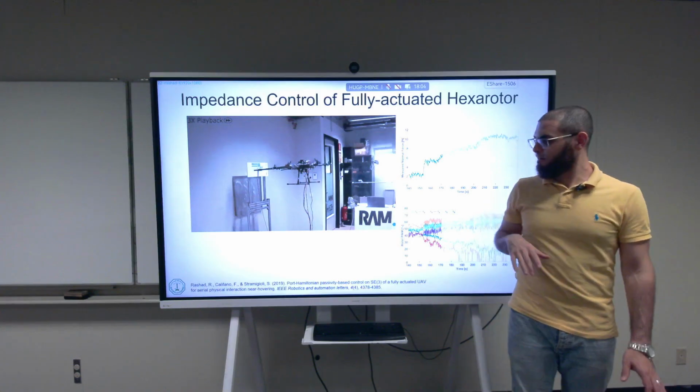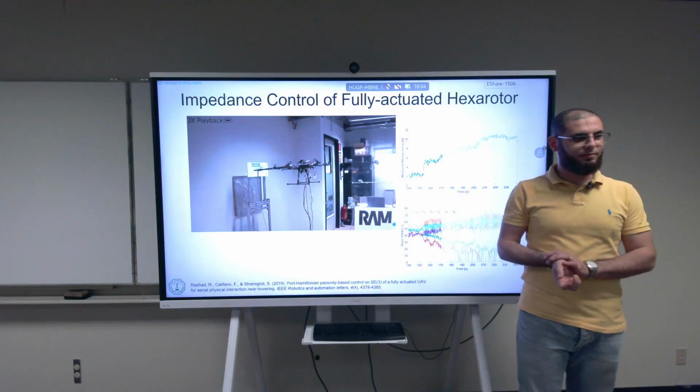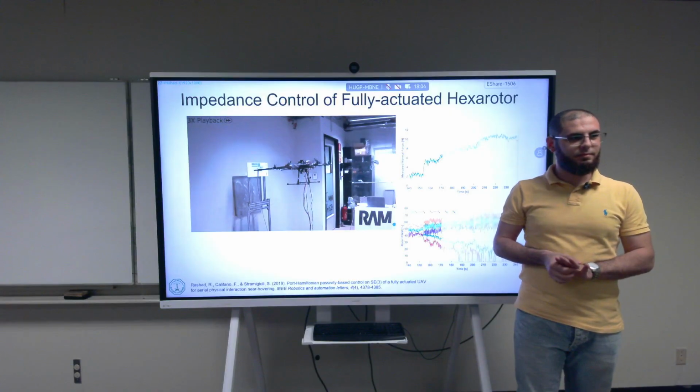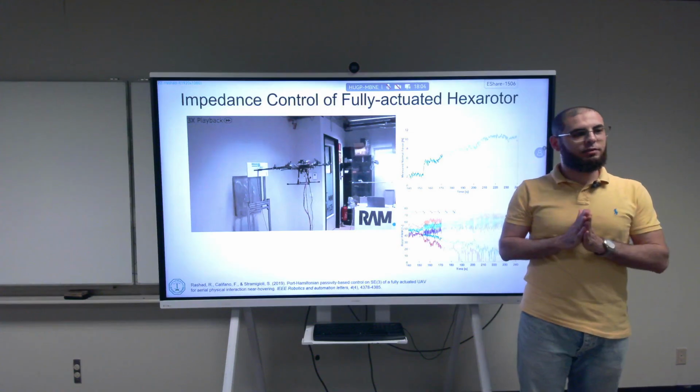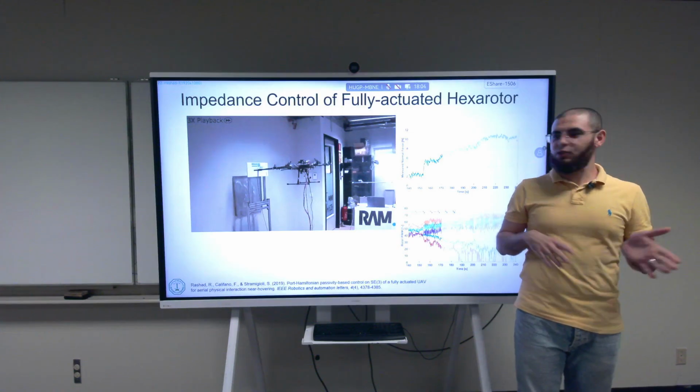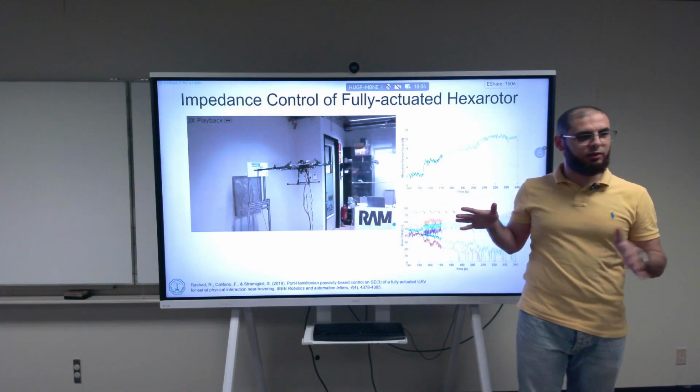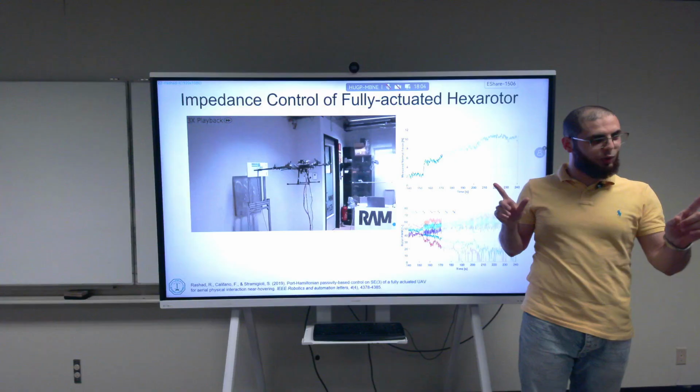But okay, how will you satisfy the stabilization and also have impedance? That's an excellent point. I'll first answer the first part that you said. If there are any disturbances, it will not work. I'll prove you wrong in a bit, in one second.